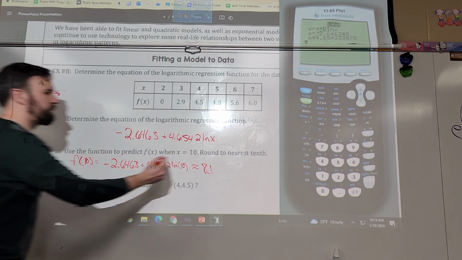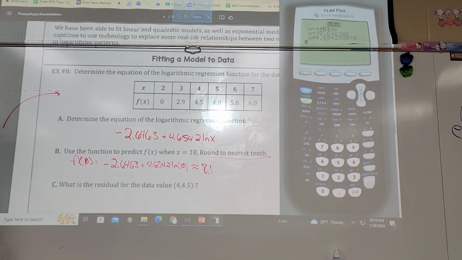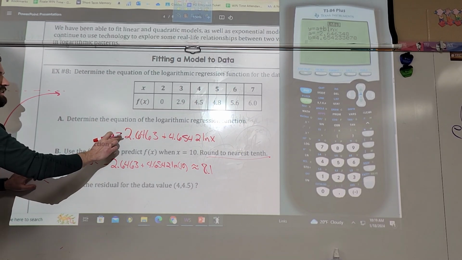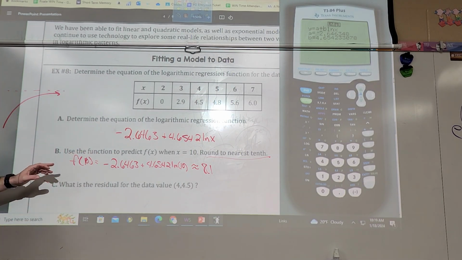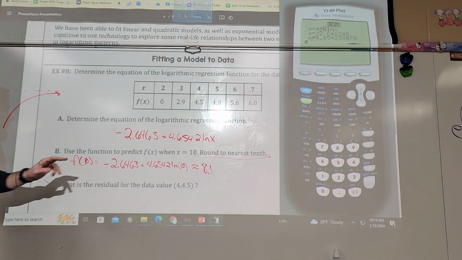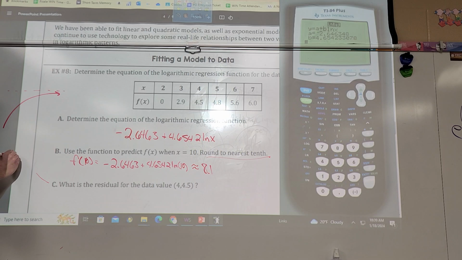Yeah. Read the question. Now, what is a residual? We haven't talked about this yet. It's time we talk about it. The residual. Is this equation 100% exact? It's an estimate, right? So residual is how far is our estimate from reality.